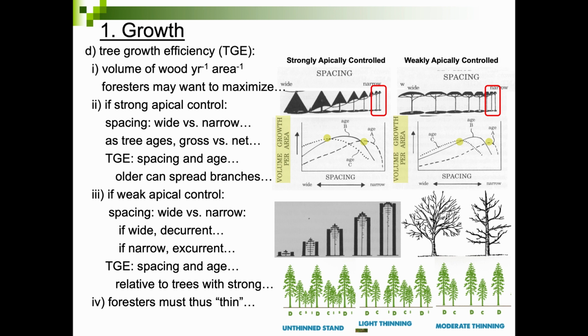They're manipulating this. They get the most out of their land by planting both strongly apically controlled and weakly apically controlled trees narrowly in their plots of land that they have. They get a ton of tree growth efficiency early on. As these stands mature, they go ahead and they knock back and they remove individuals to make the spacing wider. So again, these foresters, they know what they're doing. They know how to get the most tree growth efficiency out of their land.